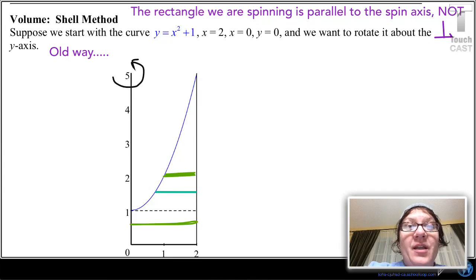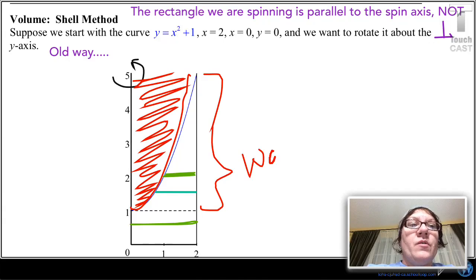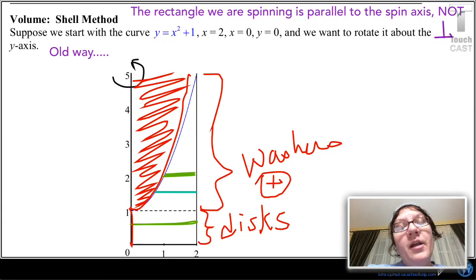So we've looked at disks and washers. Tonight we're going to look at the shell method. If I was doing this the old way, using disks and washers, I'd need to split this up, because I see a gap up here at the top between my spin axis and y equals x squared plus 1, which would make me want to use washers. But at the bottom, the bounded region actually touches the y-axis, so for that section I'd want to use disks. I could do that and add them together, and voila, I'd have my volume.